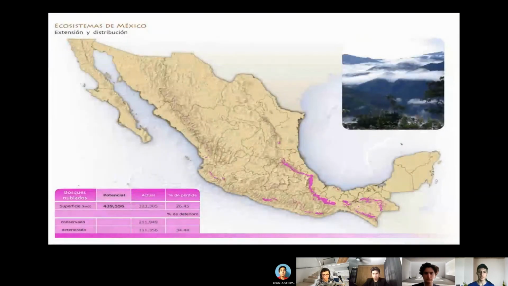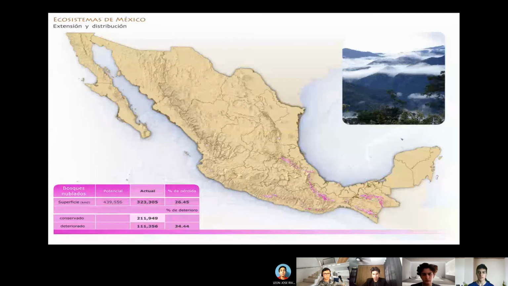Well, here, as you can see in the map, it is shown the potential, the actual, and the loss of this type of ecosystem. Here is shown the potential of the ecosystem. And here is shown the actual ecosystem, with the loss.